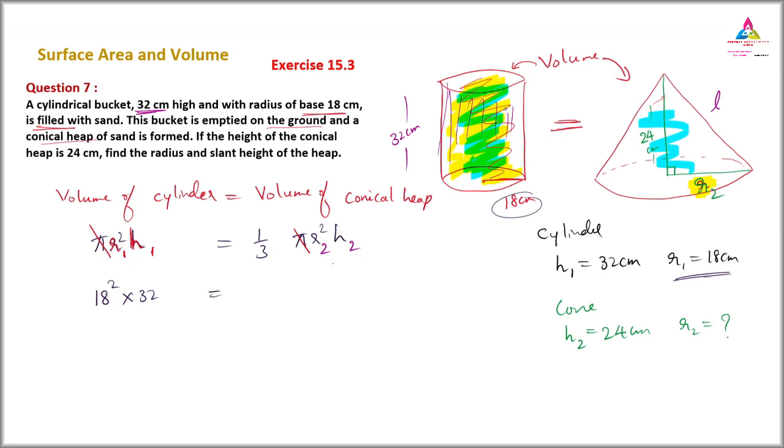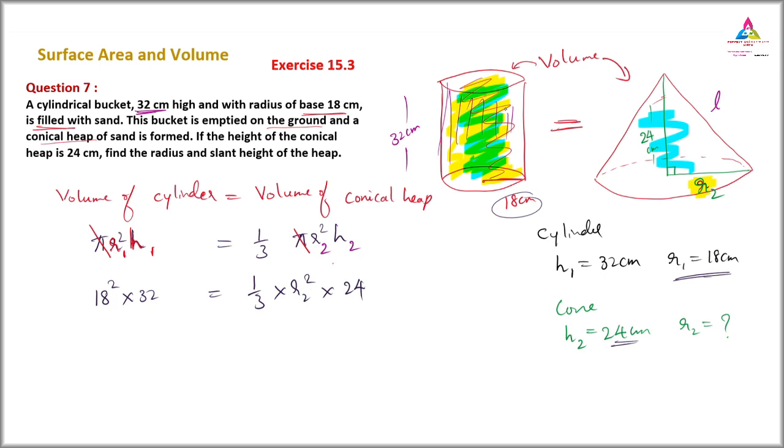On the other side, 1/3 of r square. What is r2 here? R2 is the unknown. So for r2 we will write r2 square, into height 2, which is 24. So I will write 24, the height of the cone. Okay. Now the next part is to calculate it.